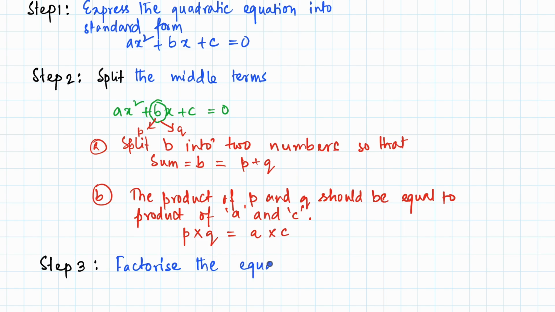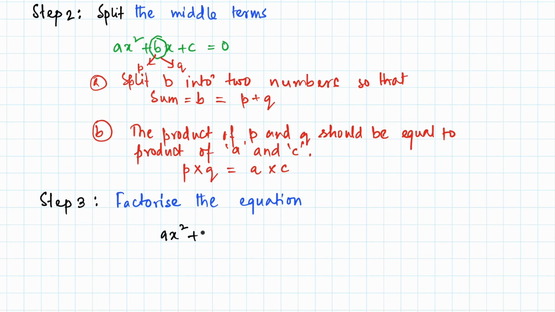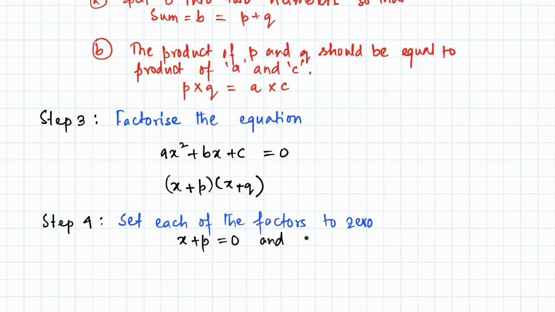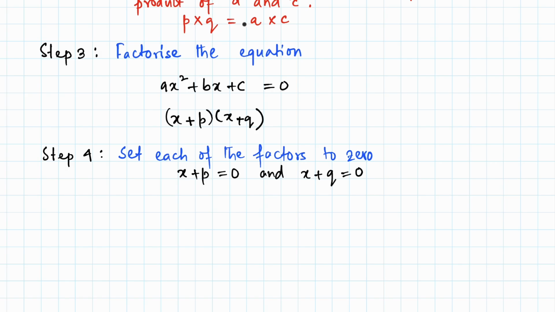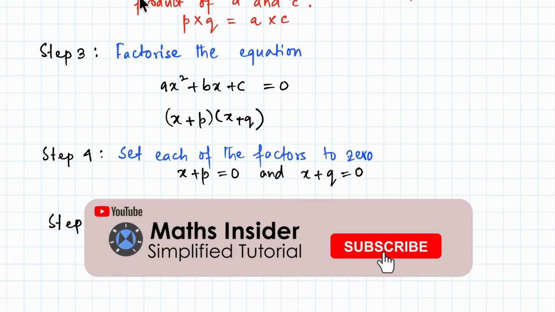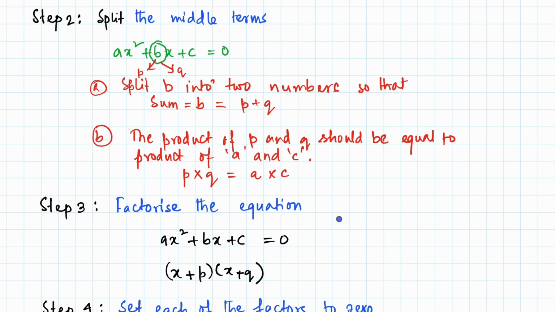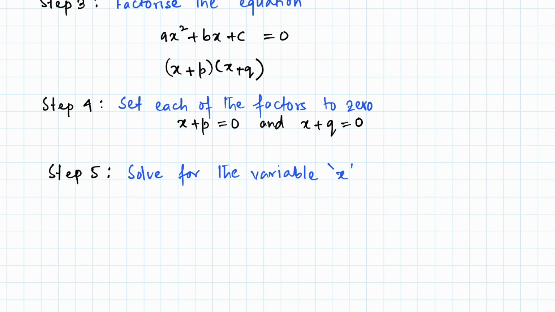Step 3, then it's easy, factorize the equation. Once we split the middle term, we can factorize the whole equation into two factors, that is in terms of x plus p times x plus q. And then step 4, we have to equate each of these factors to 0. So set each of the factors to 0, that is x plus p equal to 0 and x plus q equal to 0. And what is the final step? We have to solve for x. So we have to find the value of x once we are equating this to 0. So solve for the variable x. These are the 5 important steps we should follow.